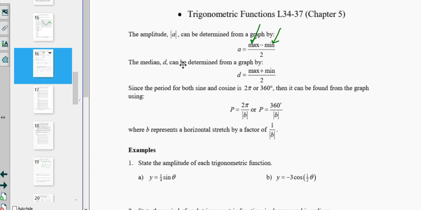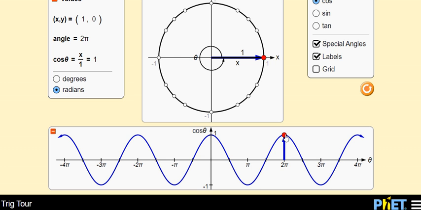And then the median is going to be our D value when we start doing shifts. Remember the plus D on the end was our Y value up and down, how much it translated up and down. This will be that same value. So the median can be determined from the graph by going max plus min divided by 2. This one is really just finding an average of two numbers. So if we go back to our trig tour, my max, 1, plus my min, -1, that's 1 minus 1, divided by 2, it ends up giving me 0.